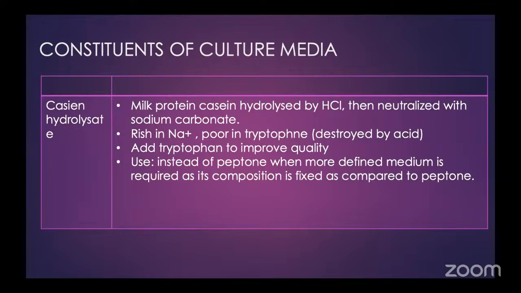Now, another constituent is casein hydrolysate. Casein is a milk protein. As I said, we don't use milk or dairy product to generate protein. So where do we use it? We use it here to generate what is known as casein hydrolysate. Casein is a part of milk.